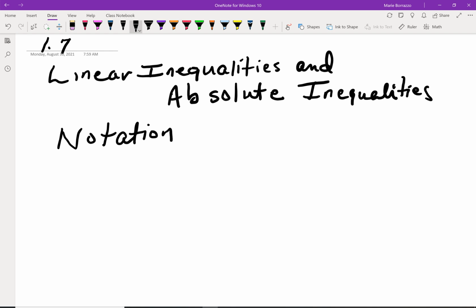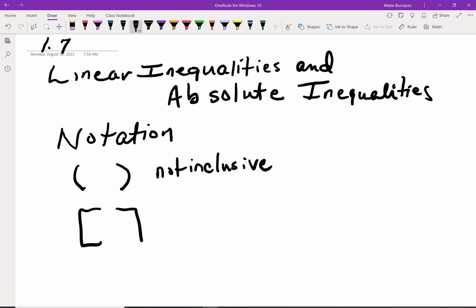Parentheses indicate that the extreme values are not inclusive. So we will call this not inclusive, versus a bracket, where we consider this to be inclusive. There are other notations that mean the same thing.